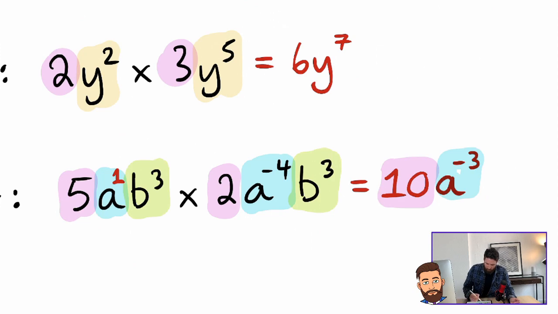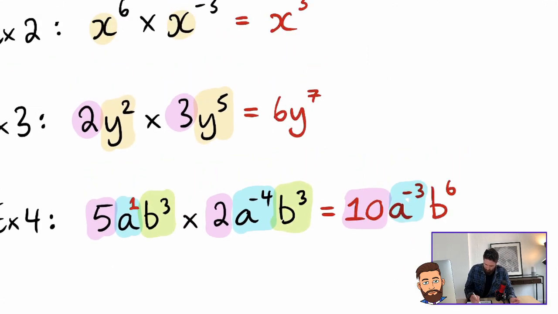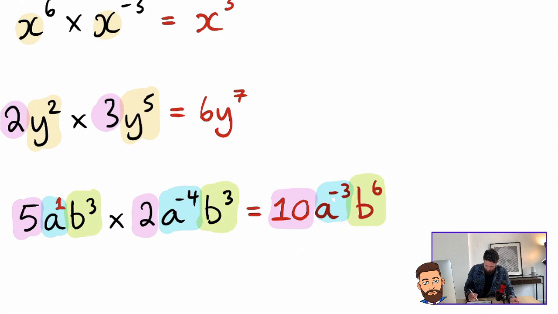And we're going to do the rule on this, we're going to do the law on this. B cubed times b cubed, I add the powers, so I get b to the power 6. So we end up with my final answer. It looks very colourful, but my final answer, if I write it with no colour underneath, is 10a to the minus 3, b to the 6.